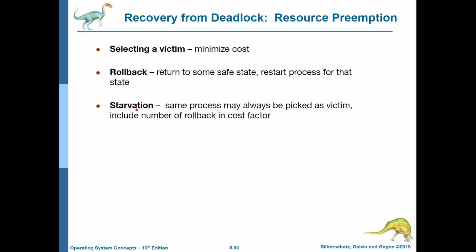There's also the case of starvation. Some processes may always be picked as a victim, which means that process will get terminated. It'll try again. It'll get terminated. It'll never complete because it's constantly ending up in a deadlock state, and it ends up having the least cost.